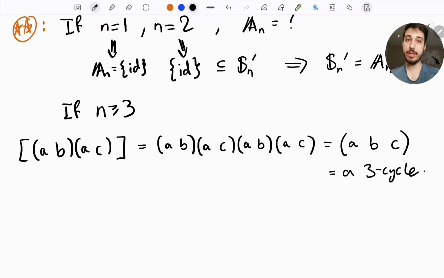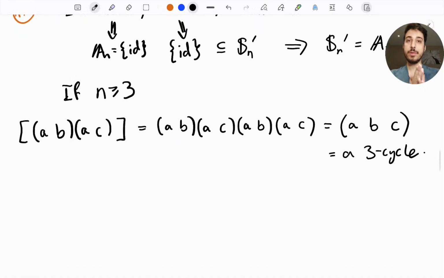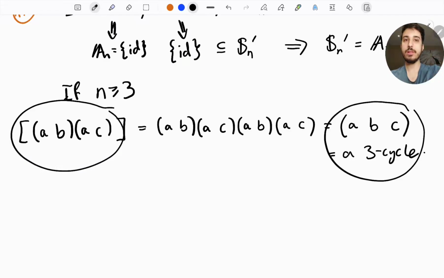Interesting. So if you take the commutator of a transposition pair, we get a 3-cycle. This applies no matter what pair we use, whether they contain an element in common or not; in the end we get a 3-cycle. So for any a, b, and c, if we take a 3-cycle containing a, b, and c, we can make it equal to the commutator of a pair of transpositions.